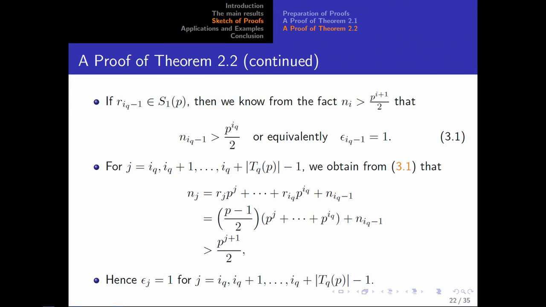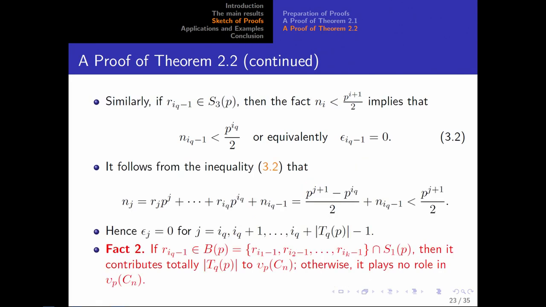If R_{i_q-1} belongs to S1p, then we can know that epsilon_{i_q-1} equals 1 for j, which are the digits in Tqp. And we can show that epsilon j equals 1 for all the digits in Tqp if R_{i_q-1} belongs to S1p. Similarly, we can replace S1p by S3p, and it shows that epsilon j equals 0 if R_{i_q-1} belongs to S3p. Owing to it, we can know that if the digit right before a set Tqp belongs to S1p, then it contributes totally the cardinality of Tqp to VpCn, but it does nothing if the digit belongs to S3p.